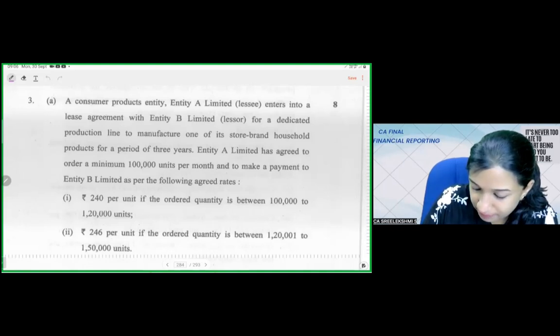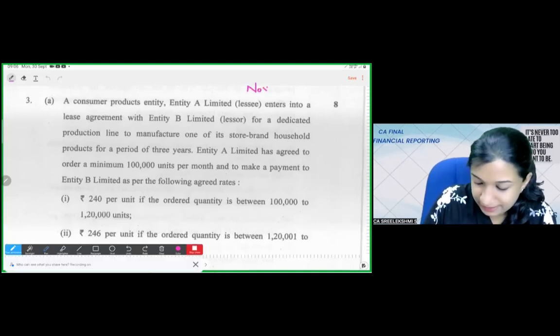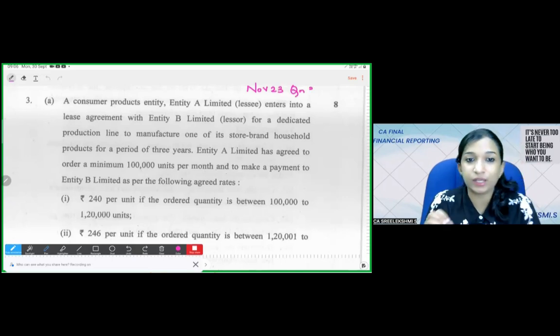This is November 23, question 3A. November 23, question number 3A.